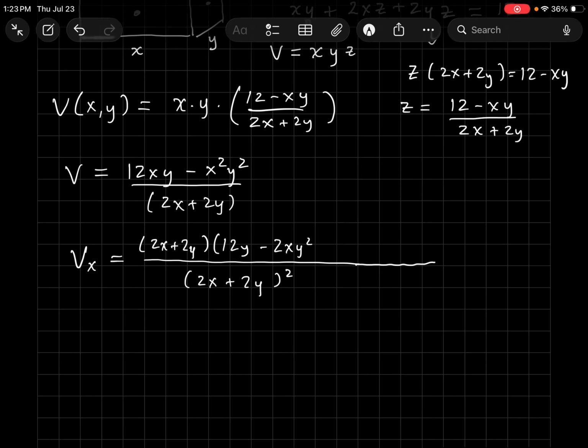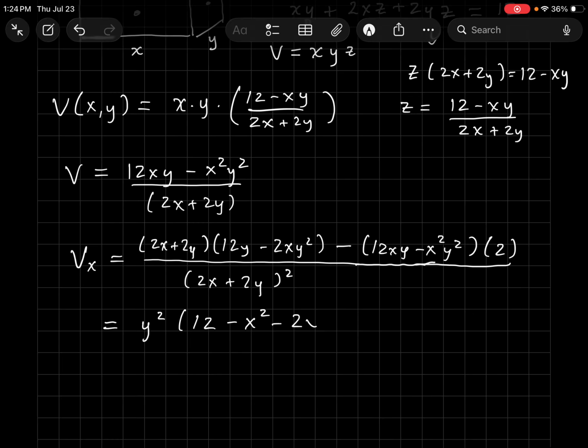times the derivative of the top part with respect to x, which gives me 12y minus 2xy squared, and then minus the top times the derivative of the bottom, which will be 2. I'm going to simplify this out a little bit. This will equal y squared times 12 minus x squared minus 2xy, all over the denominator, which I'm not really worried about.